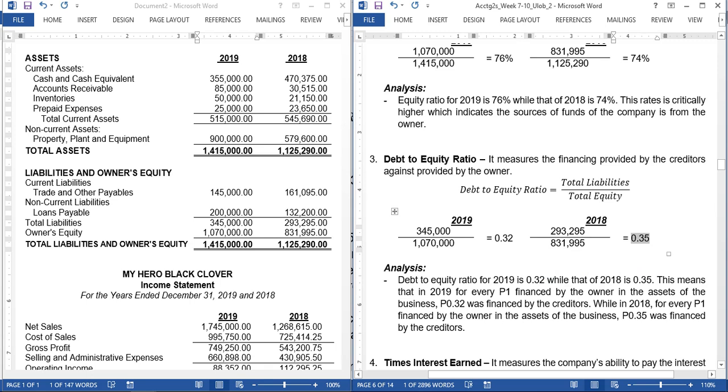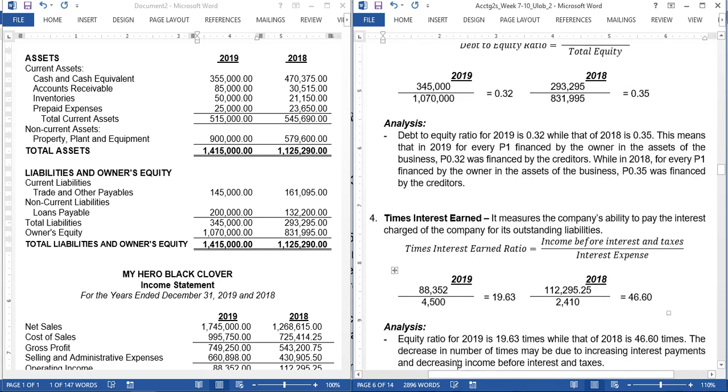This means that in 2019, for every peso of assets of the business financed by the owner, 0.32 was financed by the creditor. And 2018 naman, for every peso financed by the owner, 0.35 was financed by the creditor. So heavily they are more on coming from the owner, yung assets.